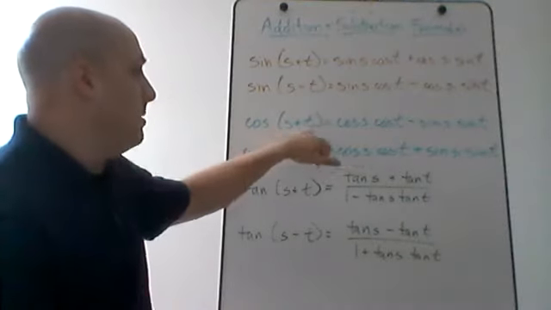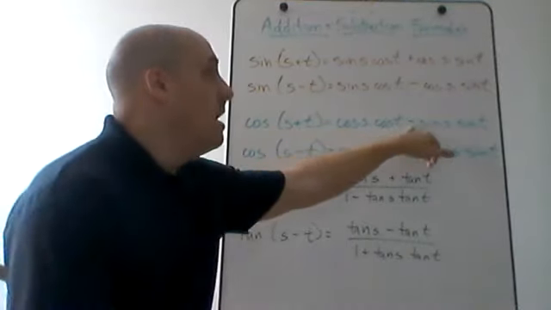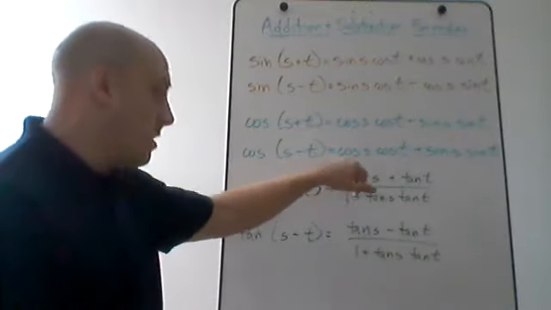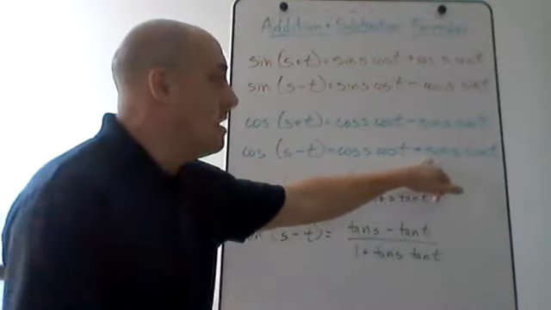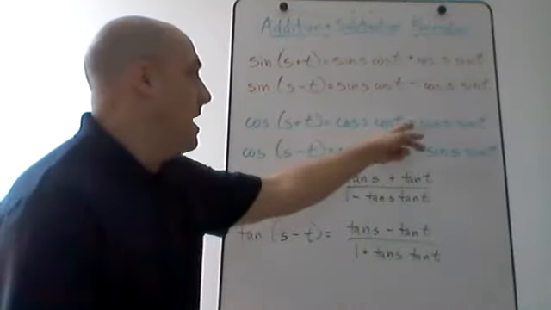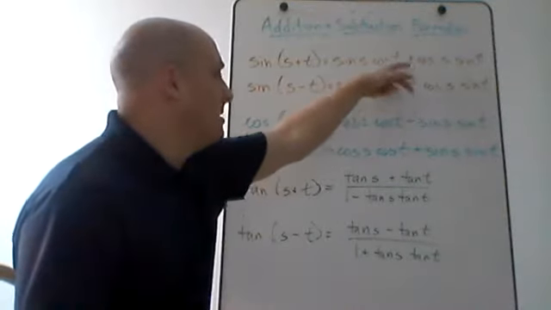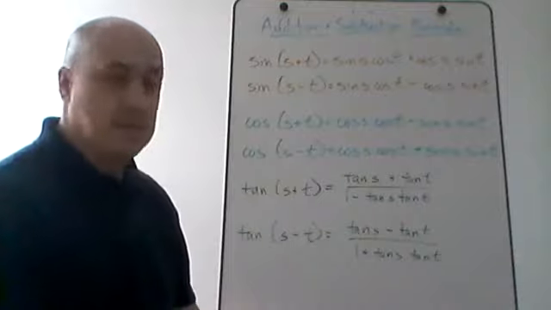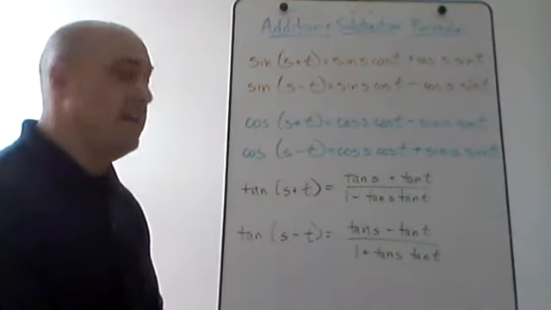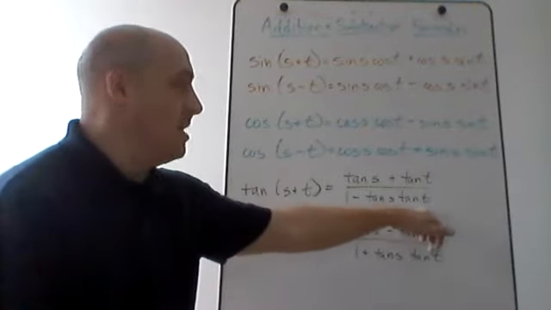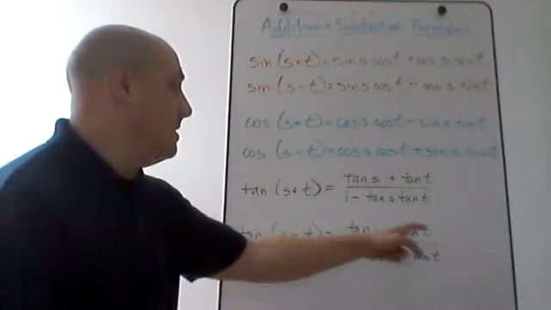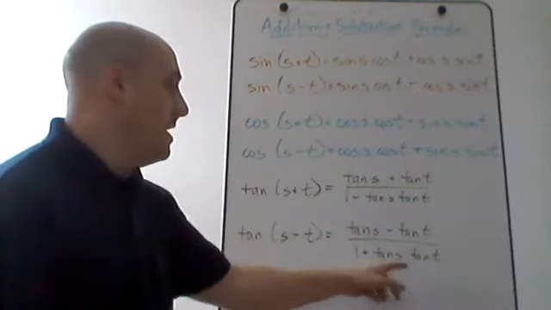Cosine of s plus t is cosine s times cosine t minus sine s sine t. And cosine of s minus t is cosine s times cosine t plus sine s times sine t. Again, very similar formulas, but what changes is that plus and minus in the middle, just like for the sine. Then tangent of s plus t is tangent s plus tangent t divided by 1 minus tangent s times tangent t. Tangent of s minus t is tangent s minus tangent t over 1 plus tangent s tangent t.